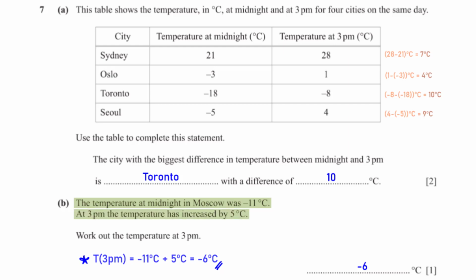The temperature at midnight in Moscow was -11 degrees Celsius. At 3 p.m., the temperature has increased by 5 degrees Celsius. Work out the temperature at 3 p.m. To get the temperature at 3 p.m., we add 5 degrees Celsius to -11 degrees Celsius. This gives us -6 degrees Celsius.